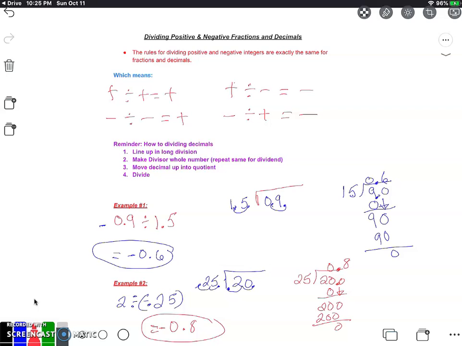All right, and so I hope that helps. Remember, the rules stay the same if you remember how to divide decimals. You've got to make your divisor a whole number. However many times it takes you to do that on the outside, you do the same thing on the inside. Take your decimal straight up into your answer and divide as normal. And remember your integer rules for dividing. Same signs, you get a positive. Different signs, you get a negative.